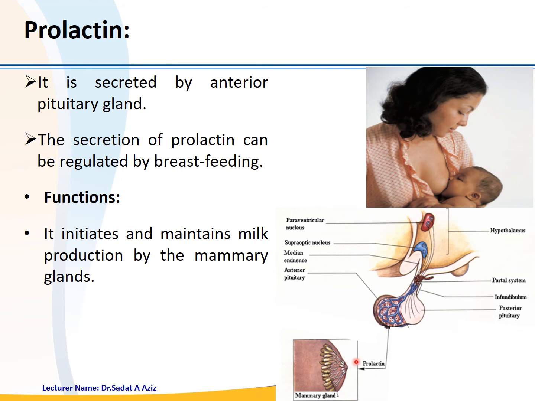Okay, so we have some specific type of receptors on the glandular cells of the mammary gland. When prolactin binds to them, it can initiate the process of milk production. Okay, if you remember what we said, oxytocin is responsible for the release of the milk from the mammary gland, while prolactin is responsible for the initiation and maintenance of milk production. You should be aware of this point.